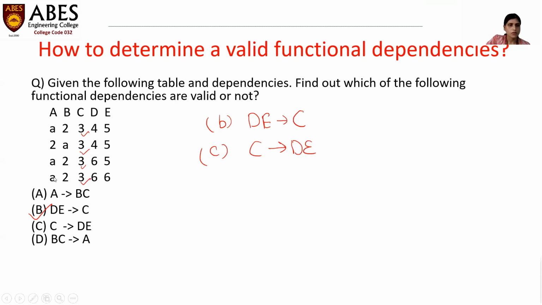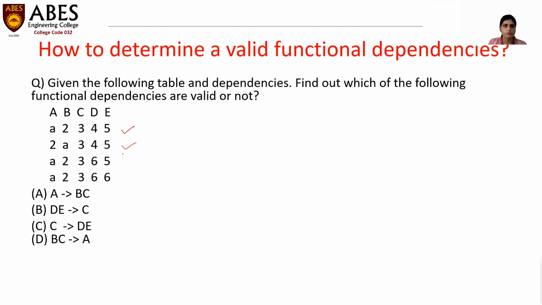Now we'll check the value of C and DE one by one. Now on the value of 3, we are getting the value of DE as 4 and 5, which is allowed. Now on the value of 3, again we are getting the same value of DE, which is okay, which is allowed in FD. As we have already discussed, on the same value of alpha, we should always get the same value of beta. Now here in the third row, we can see that when the value of C is 3, we are getting the value of DE as 6 and 5.